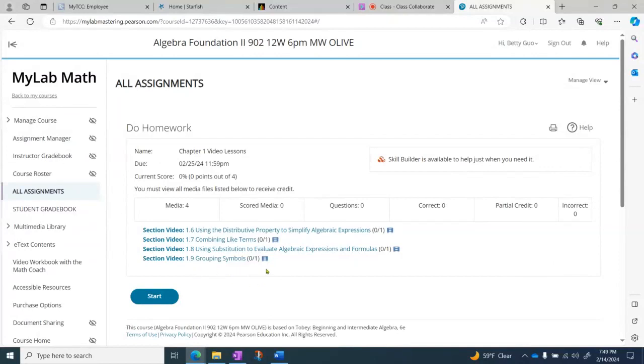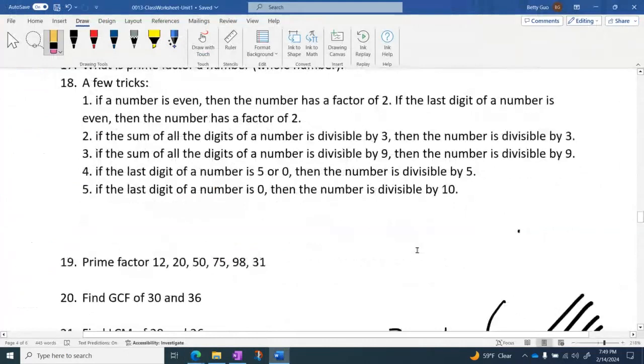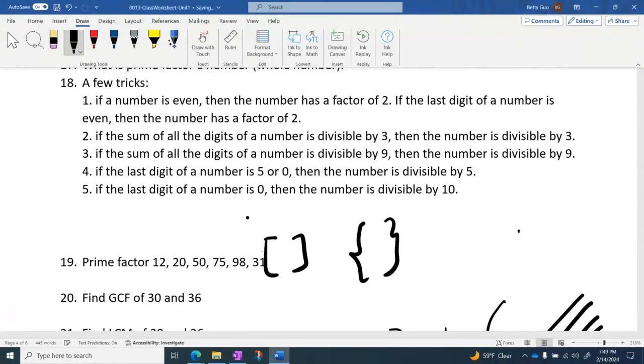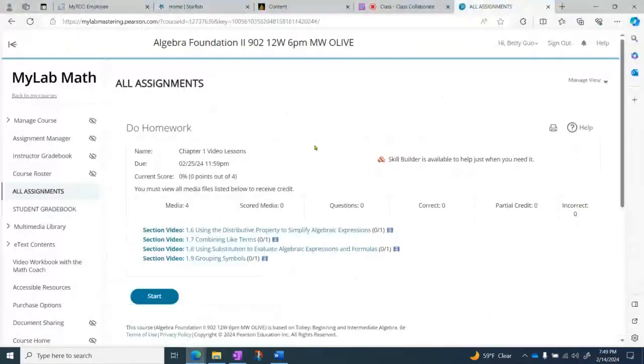Section 1.9, grouping symbols. So far, we only did parentheses. Later, when we see more complicated expressions, we are going to learn other grouping symbols. Parentheses is the most commonly used grouping symbol. Other grouping symbols include brackets, braces, absolute value, or even a fraction bar. When we see them, I'll show you, okay? Let me see what questions you have.